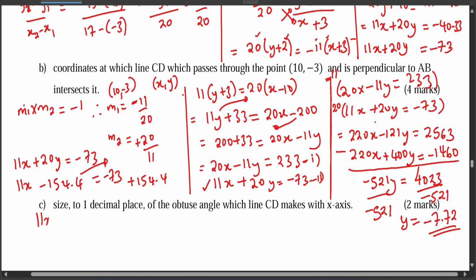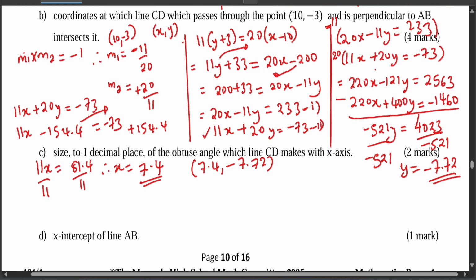So tukasema 11x is equal to 81.4 divided by 11, x yetu ni 7.4. Sawa paka hapo. So our point is (7.4, -7.72). Ona rahisi. Sawa. Question C.